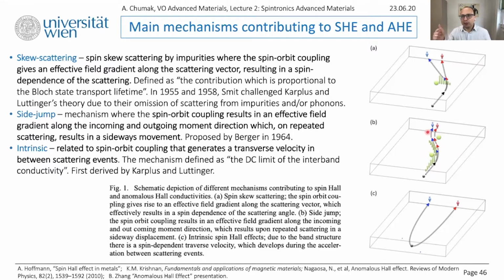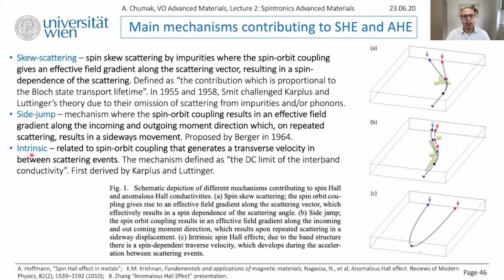The spin up electron, during the scattering, was slightly shifted to the left side, and the spin down electron to the right side, for example. And then again, if you repeat the same scattering events many times, you will get a situation where many spin up electrons are here and spin down electrons are accumulated on the opposite side.